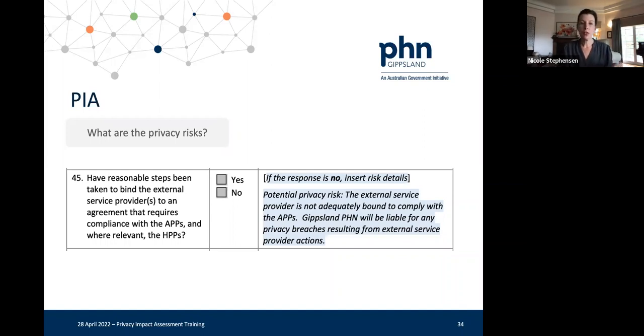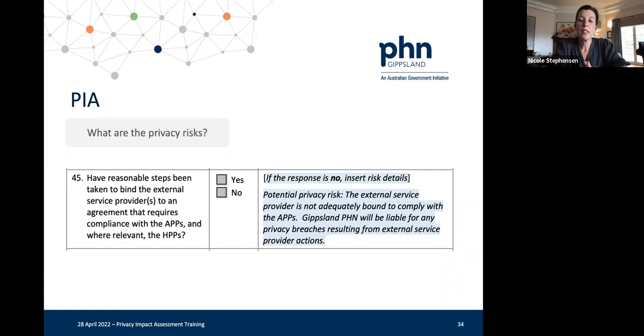So one of the questions in a privacy impact assessment is, have reasonable steps been taken to bind the external service provider to an agreement that requires them to comply with the APPs and where relevant, the health privacy principles? And at this stage, particularly if you're still in those early stages of project planning, you may not have taken those steps yet. So it would be reasonable to recommend that there's room for improvement in terms of that vendor management, of that vendor relationship.